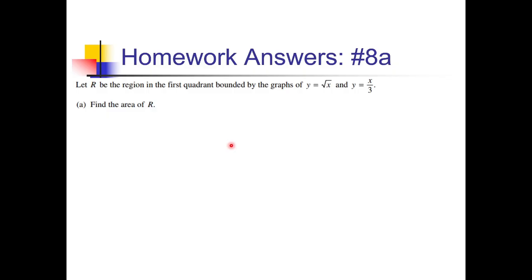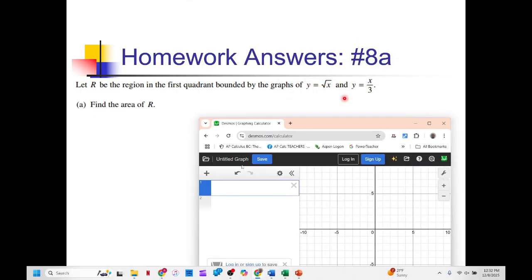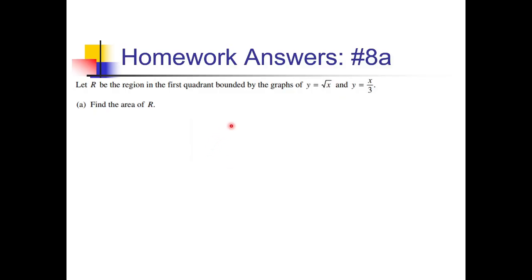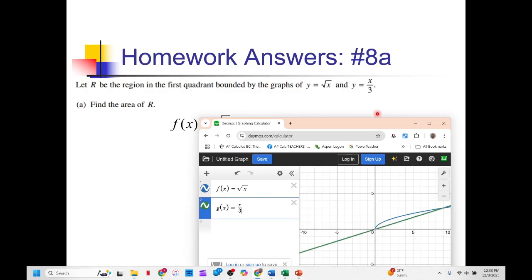On this calculator-based free response problem, R is the region in the first quadrant bounded by the graphs of y equals square root of x and y equals x over 3. They want us to find the area of R. Well, since it's calculator-based, let's plug this into Desmos and see exactly what kind of region we're dealing with. Oh, and when I do this, I'm going to rename this square root function to f of x, and I'm going to call this other one g of x. All right, so we have f of x equals square root of x, and g of x equals x over 3. So that's what we're dealing with.